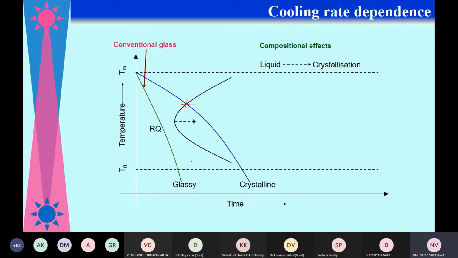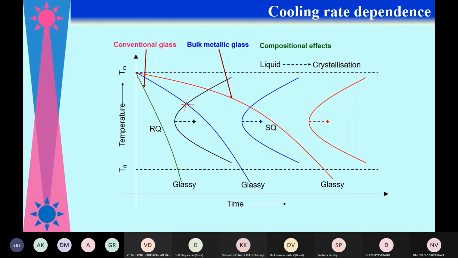But depending on the composition of your material, if you change the composition and shift the C curve to the right, then what happens? At this cooling rate also, for this composition, this C curve, you can get glassy material. And if you shift the C curve further, then at a very, very slow cooling rate also, you can get a glassy material. That means, when the cooling rate is determined by the thickness of a material, because very thin material will cool fast, but thick material will cool slow.